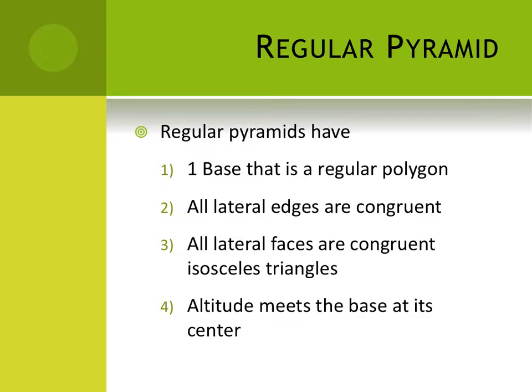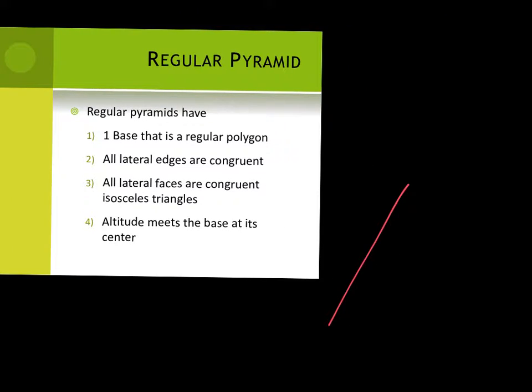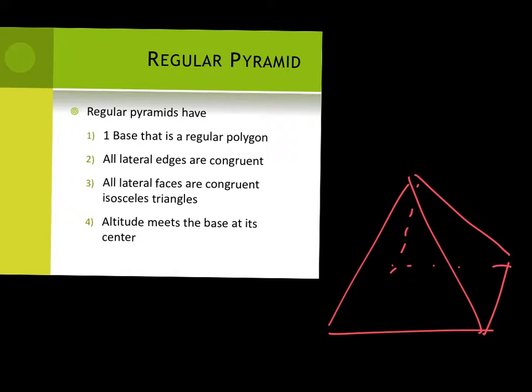And then the altitudes meet the base at its center. So in a regular, let's say this is a square pyramid, the height and the altitude are the same. They go from that top point straight down, hitting it at its center. All of the lines connecting that vertex to the base edges are congruent, and those four triangles that form the lateral faces would all be congruent isosceles triangles.